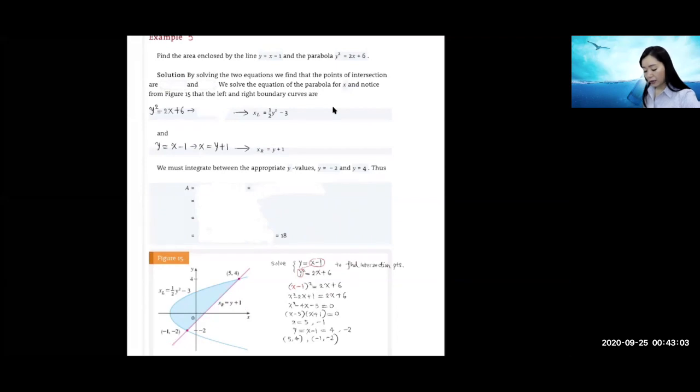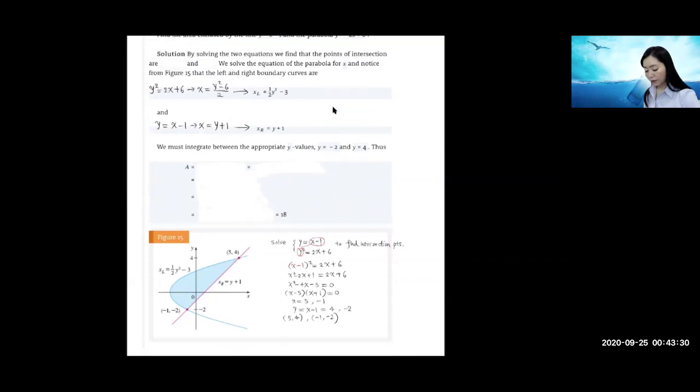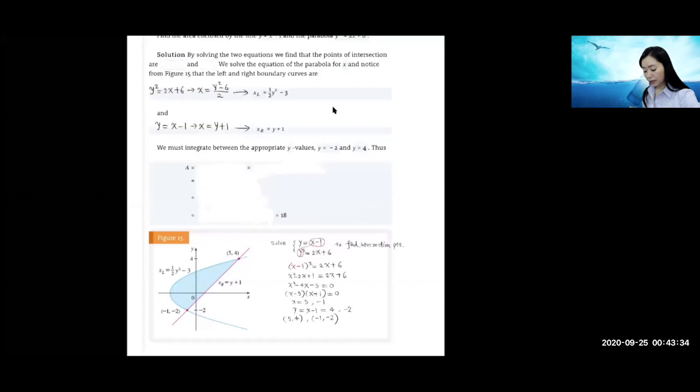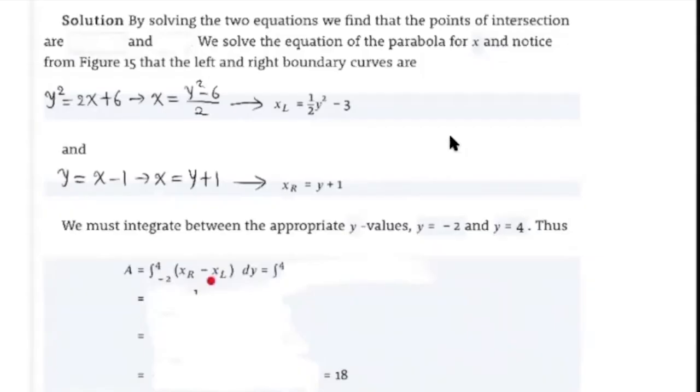Okay, so what about this parabola over here? This parabola is given by this equation, so you can solve for x. After you solve for x, then we find that the x coordinate on the left will be equal to this. So use the formula. This area between this curve and this line right here is given to be the integral of the x coordinate on the right, subtract the x coordinate on the left, and the y here goes from -2 to 4.